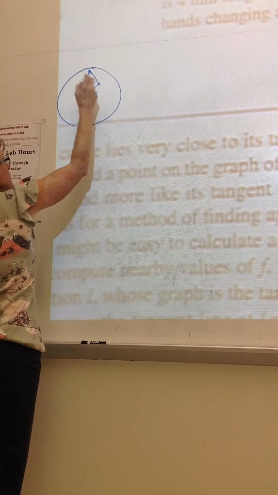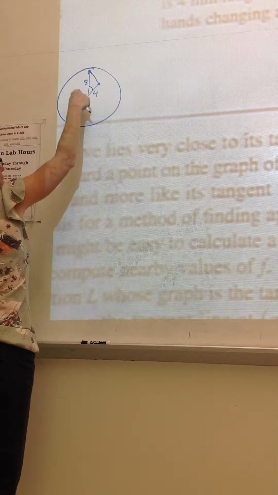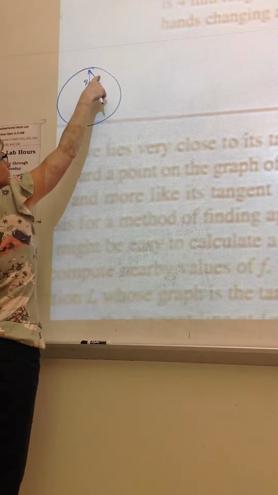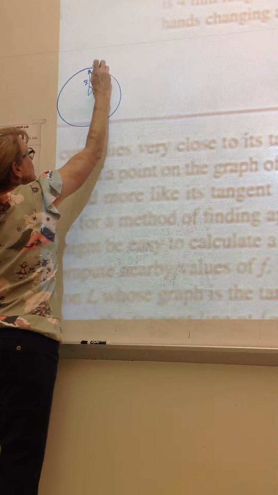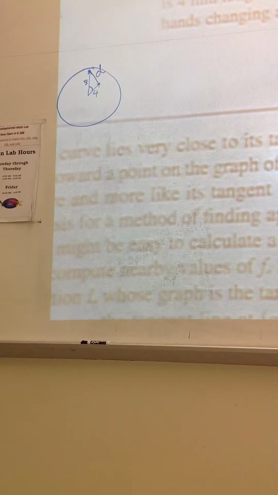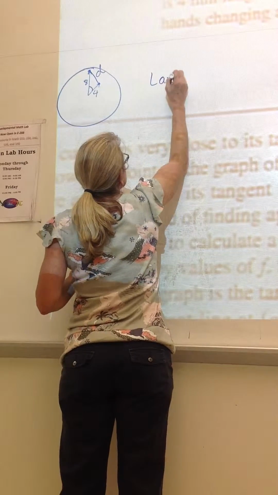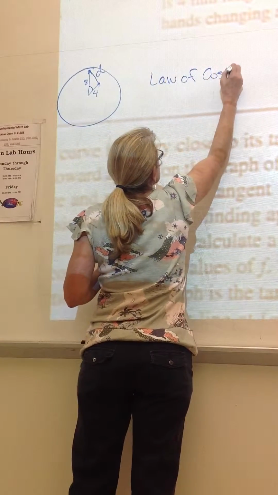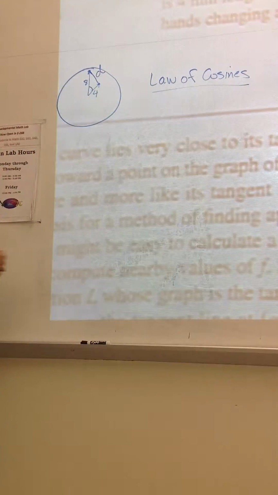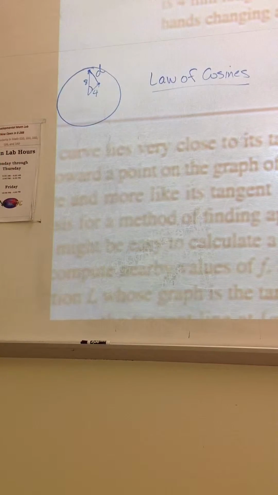So the two lengths they give us and the length they're asking a question about form a triangle. That triangle is not a right triangle, so I can't rely on right triangle trig or the Pythagorean theorem. But I can rely on the law of sines or the law of cosines. I'm going to use the law of cosines as my equation that relates the variables.